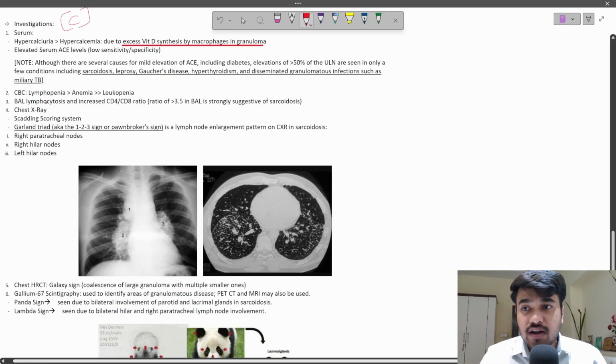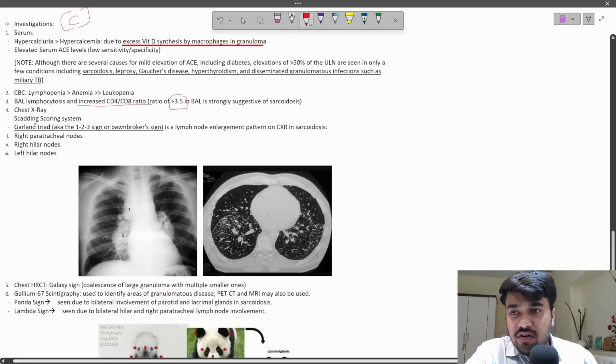Then complete blood count will show lymphopenia. It might even show anemia. Leukopenia is relatively less common. So this we have already studied in clinical manifestations. Bronchoalveolar lavage will show lymphocytosis and increased CD4 to CD8 ratio. Right. In fact, a CD4 to CD8 ratio higher than 3.5 in BAL is strongly suggestive of sarcoidosis. So bronchoalveolar lavage itself might help come at a diagnosis of sarcoidosis.